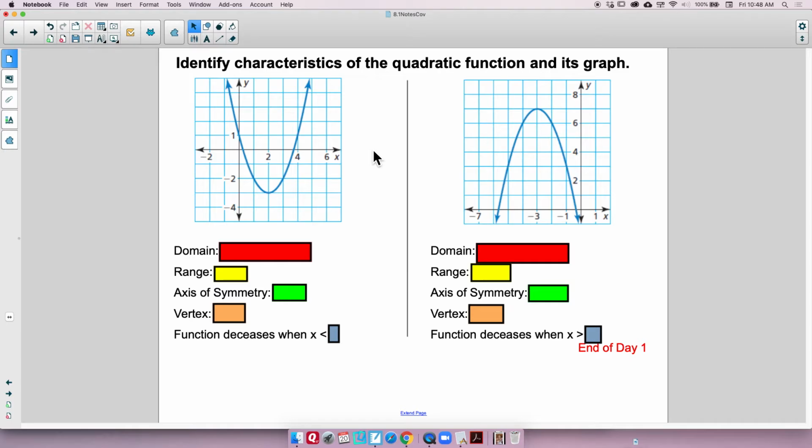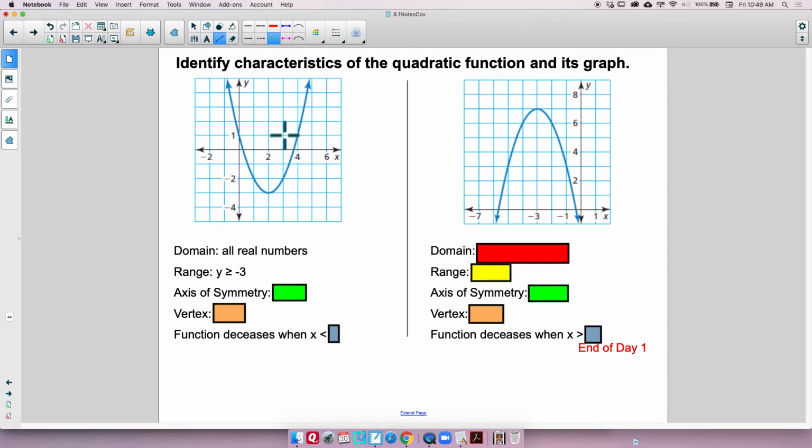Okay, so what I want you to do on these is actually identify the characteristics of each of these. So go ahead and do the one on the left. Okay, we're back, so I'm going to start uncovering and going through it. So the domain here, hopefully you got all real numbers, because again, this will extend out forever this way, and eventually we'll hit all x coordinates. What's the range? The range, since it's opening up, and it looks like this is -3, so it's going to be y is greater than or equal to -3. Our axis of symmetry is this line right here.